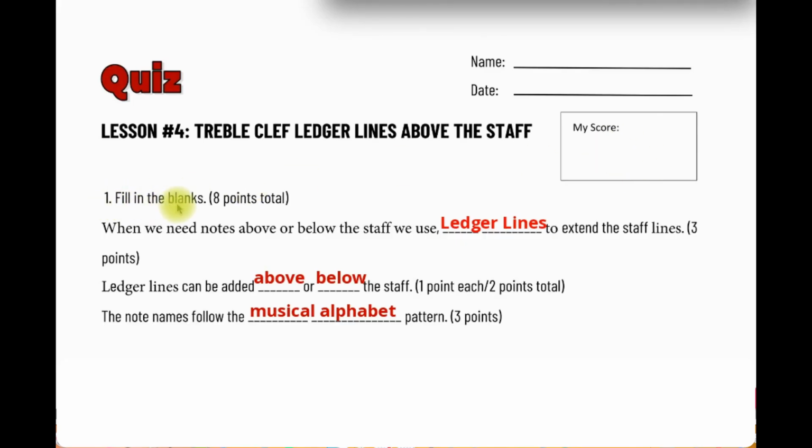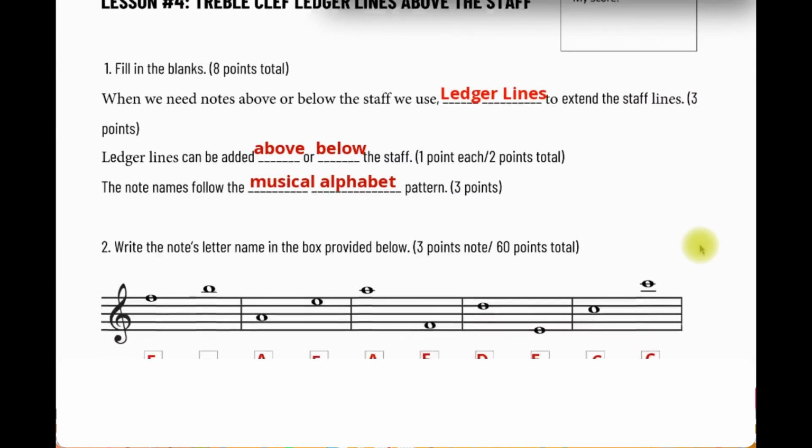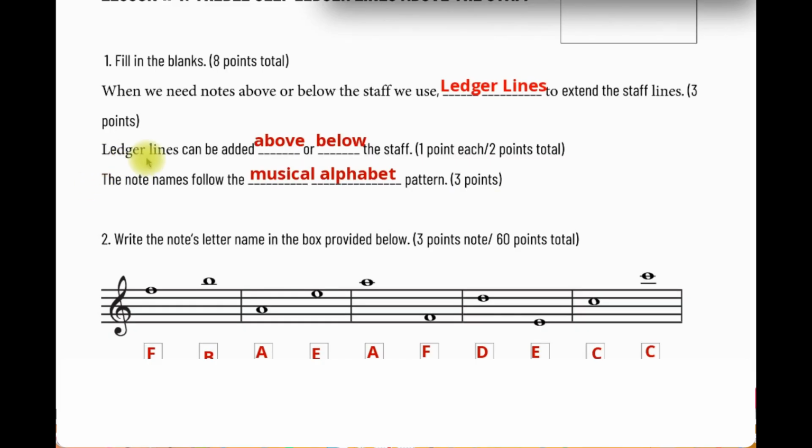Number 1, fill in the blanks. This is worth 8 points. When we need notes above or below the staff, we use ledger lines to extend the staff lines. So if you have ledger lines, give yourself 3 points. Ledger lines can be added above or below the staff.